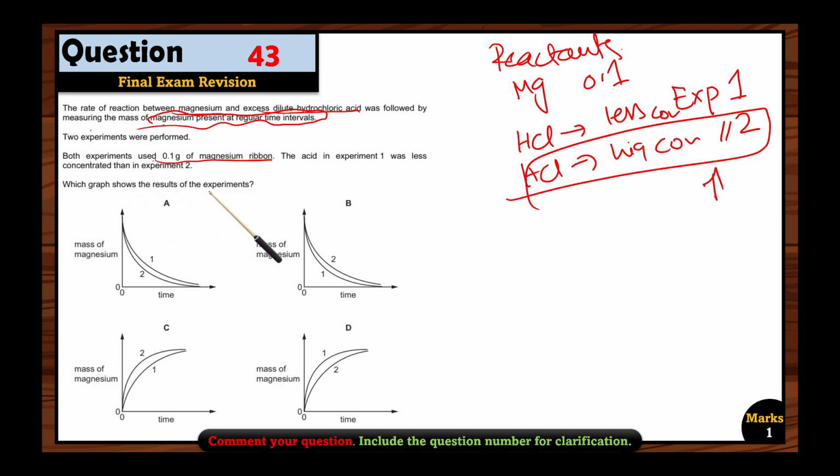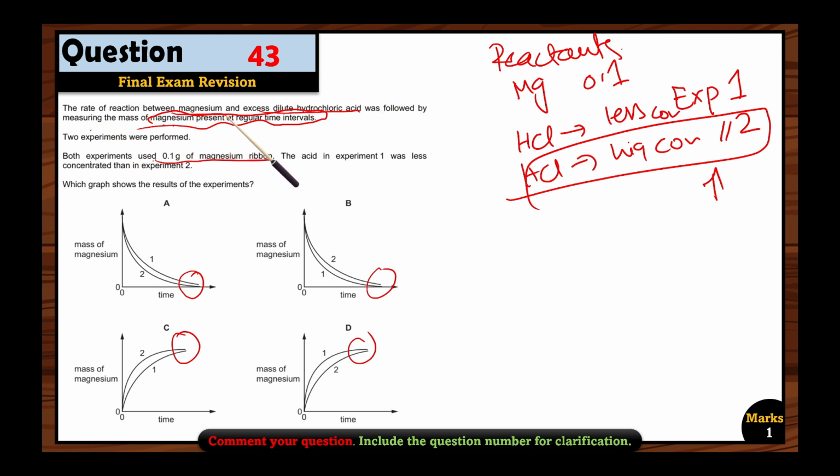Which graph shows the result of the experiments? First of all, because there is only a change in the concentration, the product should be the same. The product should not change. So if you see, the products are the same, right?